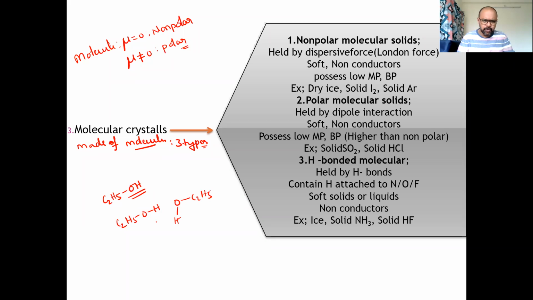When two ethyl alcohol molecules come closer, it always so happens that hydrogen can come between oxygen and oxygen. When a hydrogen atom comes between two electronegative atoms among the three, that is nitrogen, oxygen, fluorine, there is always a hydrogen bond expected. So between ethyl alcohol molecules, there is a hydrogen bond. Between water molecules, there is a hydrogen bond. So solid ethyl alcohol can be an example of a hydrogen bonded molecular solid. So these are the three different molecular crystals.